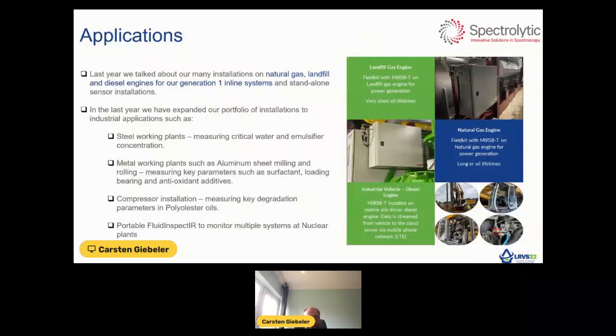So compared to last year, where we started off with our first generation, which you see here, on gas engine and some implication on moving vehicles, we have now progressed in other areas. We have installations now in steel and aluminium working plants, some compressor installations, and the portable fluid inspectors have been delivered to nuclear plants in Asia.